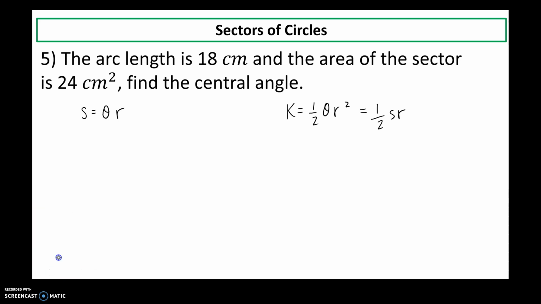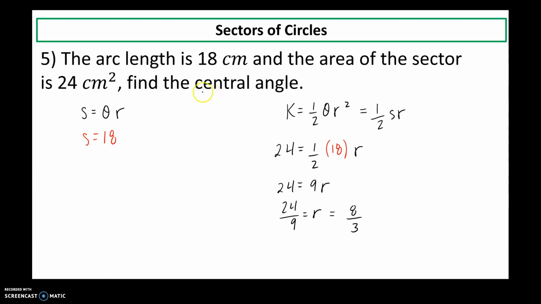Okay, so plugging in the information we know. Arc length is equal to 18. So into my area formula, I can replace my arc length with the given value of 18. I know that my area is equal to 24, so times my radius. So I get 24 is equal to 9r. So now my radius, and I'll simplify that, my radius of the circle is going to be 8/3.